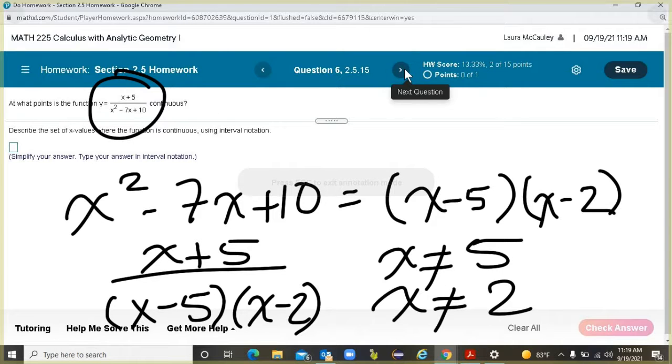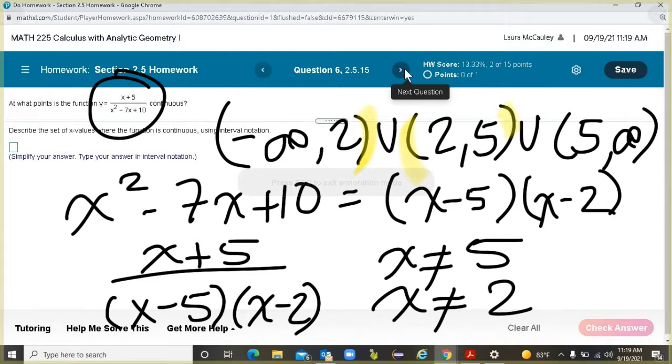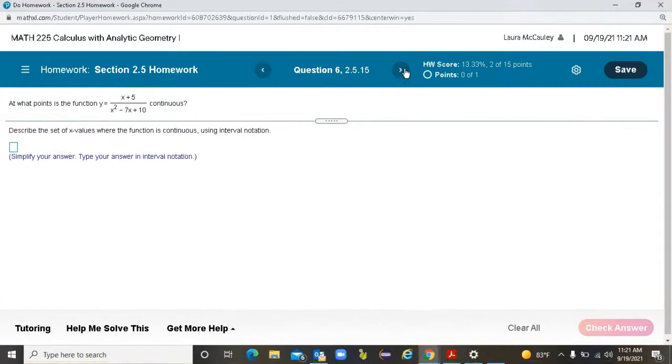So recall how to take those out of interval notation. We're just going to go up to 2. Notice the parentheses because we don't want to include him. And then everything between 2 and 5 is good. And then everything bigger than 5 is good. So notice what this does is it removes the 2 because of the parentheses, and it removes the 5. So that's going to be our answer there.